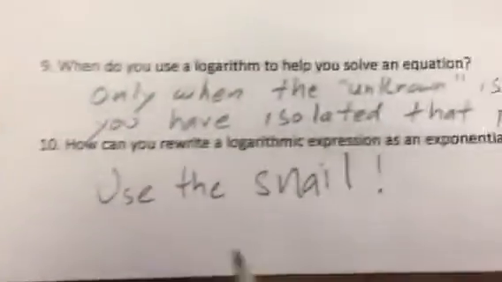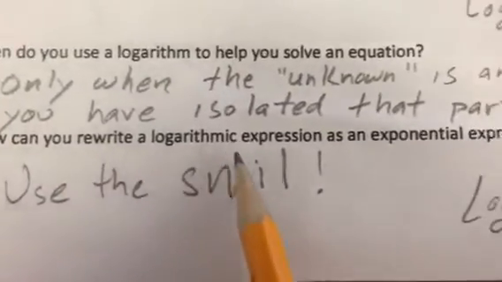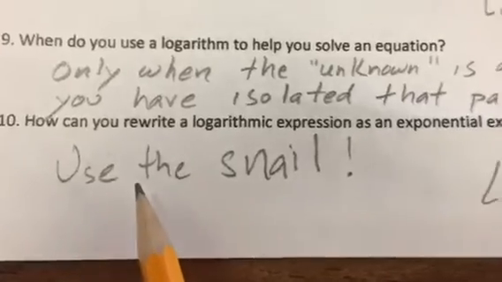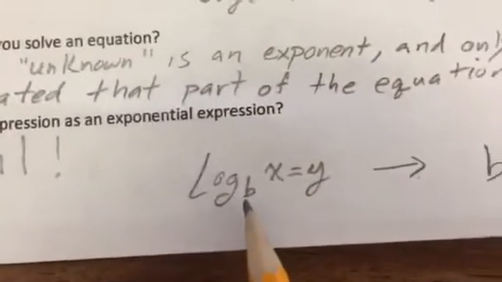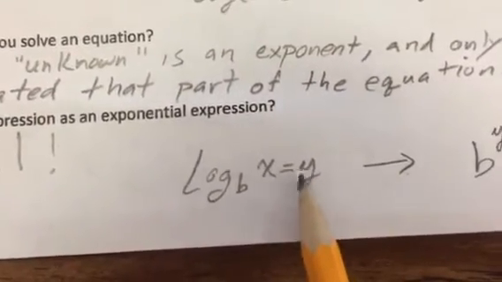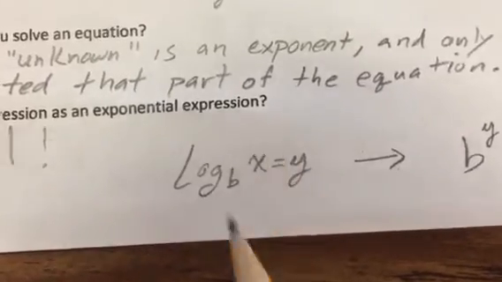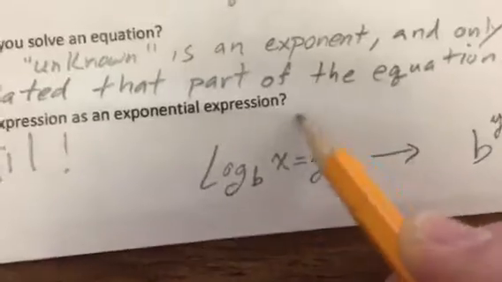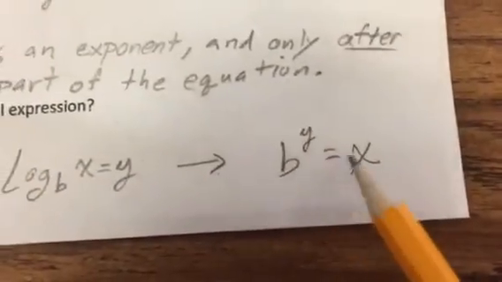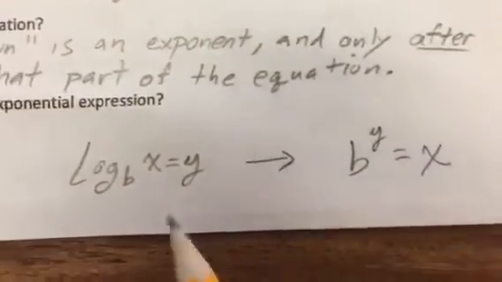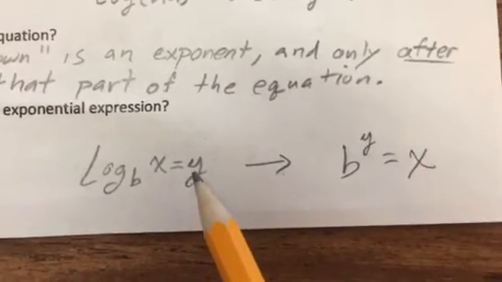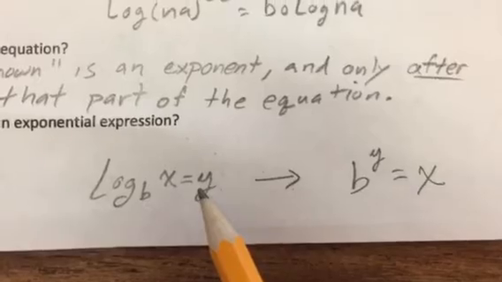Okay, how can you rewrite a logarithmic expression as an exponential expression? Well, that's just using the snail. That's what we do. So here's log base b of x equals y. That means b to the x. There's your little snail pattern right here. Right, there's your snail, b to the y equals x. There's the exponential expression. This thing and this thing are the same. This one is solved for y, solved for the exponent. That's what makes it a logarithm.